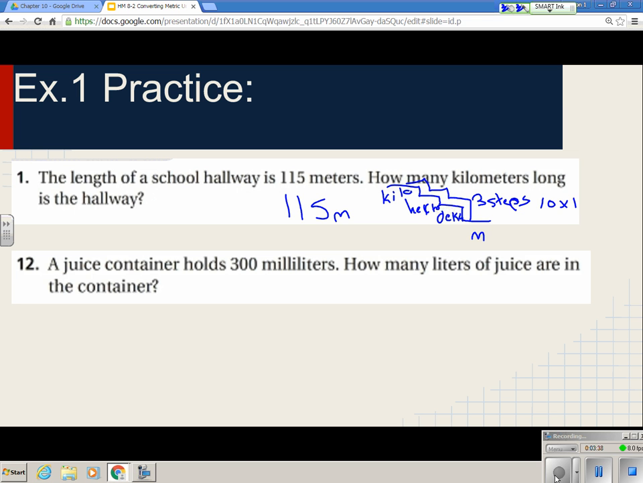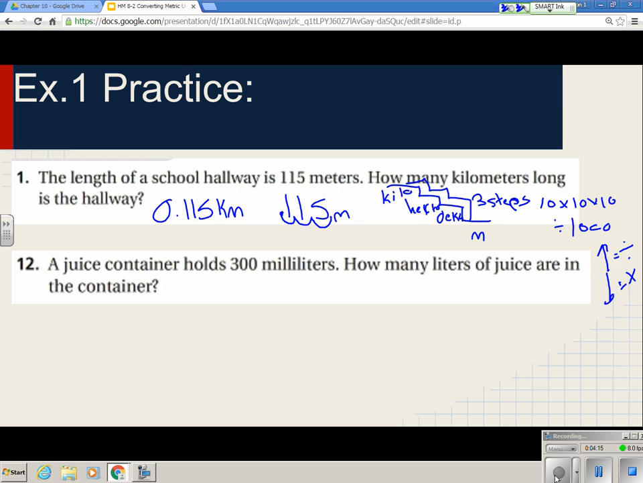So that means 10 times 10 times 10, which is 1,000. But since going up equals divide, down equals multiply, we have to divide by 1,000. Which means we have to move the decimal point over 3 times to the left. Once, twice, 3 times gives us an answer of 0.115 kilometers. That's how you get the answer. Go ahead and work on number 12. When you're done, come on back. We'll see if you got the right answer.